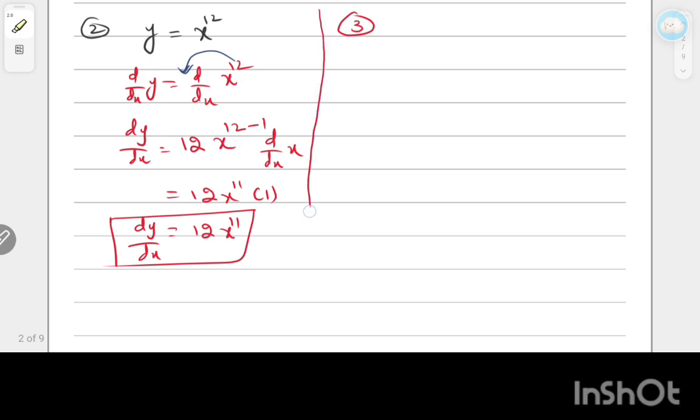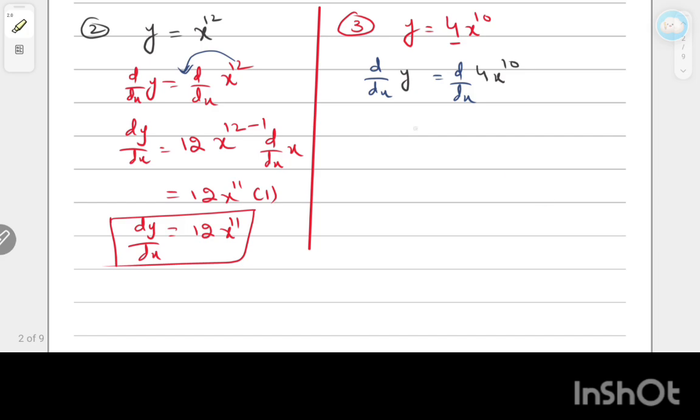How do we understand this example? y equals 4x power 10. Remember that this 4 is not a constant. If 4 is multiplied by any variable, we say it is a coefficient, it's not a constant. Similarly, we take the derivative on both sides, d over dx. Here is y, here is 4x power 10.